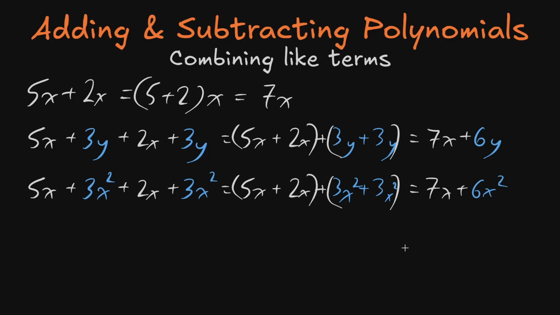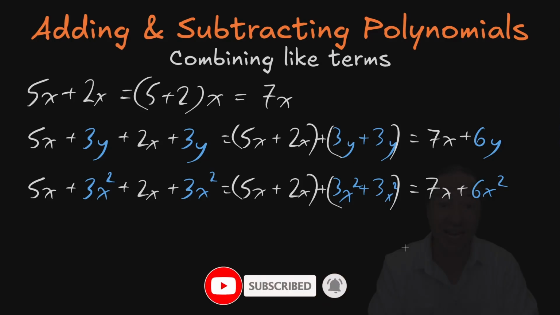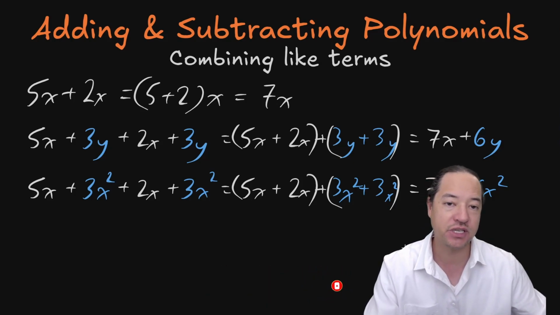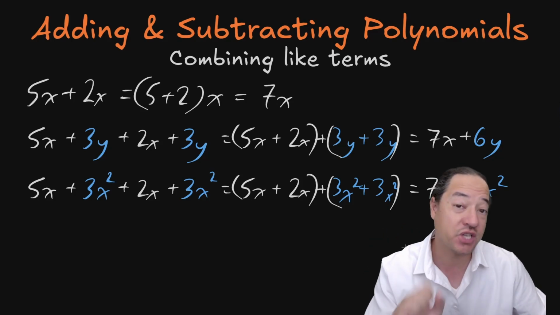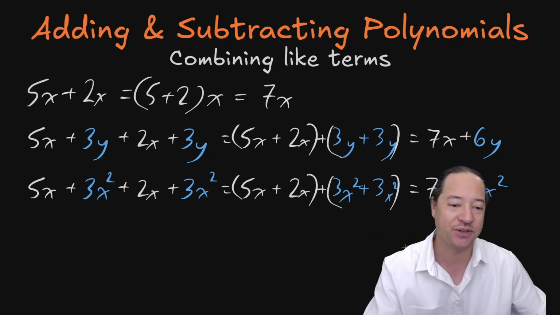And so now what I've done is I've added all of these terms together, added all the like terms, and this is the essence of how we're going to add and subtract polynomials in general, okay? Essentially grouping together like terms and then combining them. Let me show you how we do this using the horizontal method of adding polynomials.